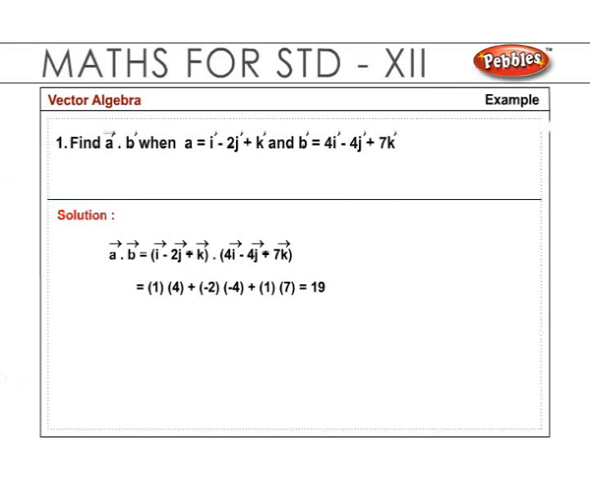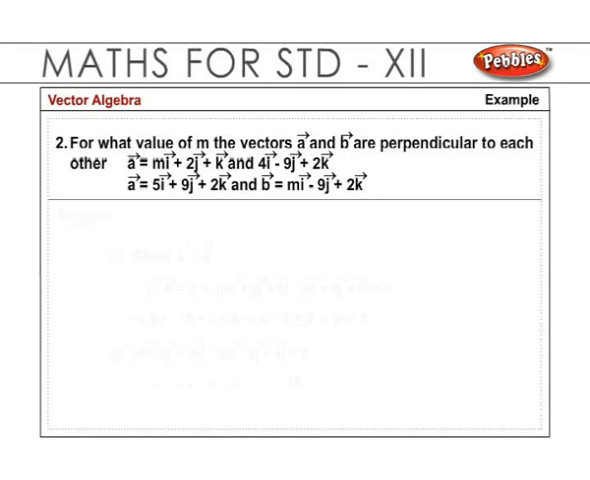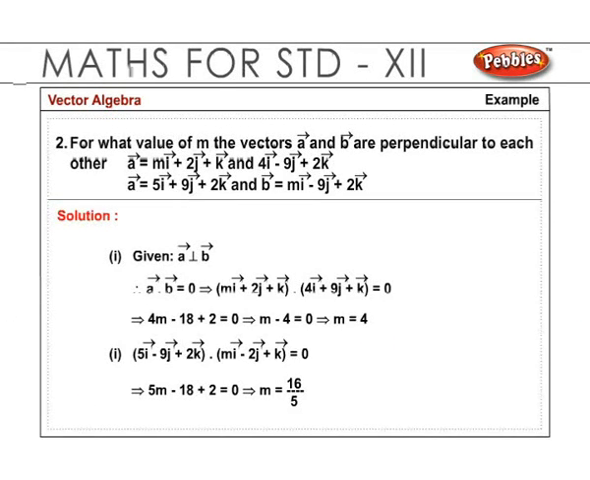We know already that the scalar product of two vectors is A dot B. Using dot product, we get A dot B as 19. In this case, A is perpendicular to B. Using dot product, A dot B is equal to 0. To get the A dot B value, m minus 4 is equal to 0. This implies m is equal to 4. In this case also, A dot B is equal to 0. This gives m is equal to 16 by 5.